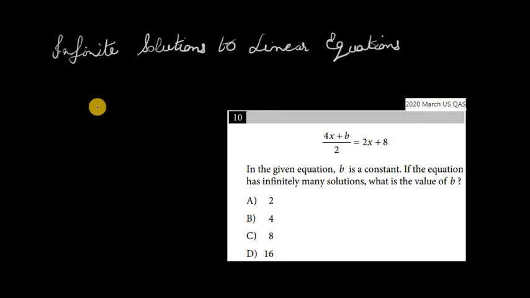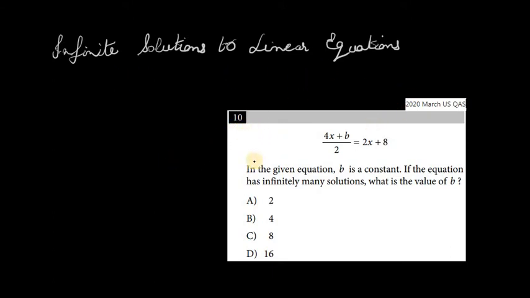In the last video, we talked about all the different types or all the different number of solutions that there could be to a linear equation. And now we're going to try and solve a few problems on infinite solutions to linear equations from the SAT.